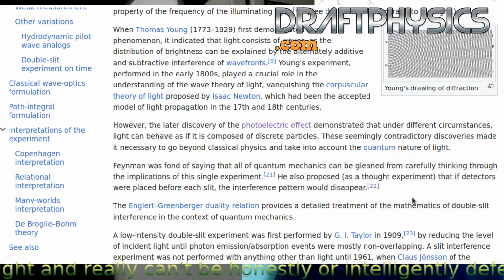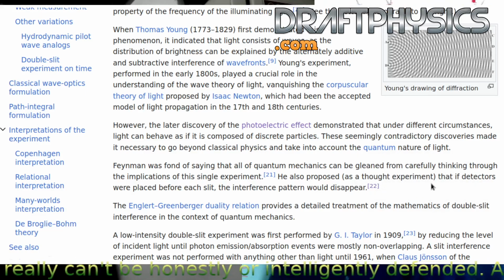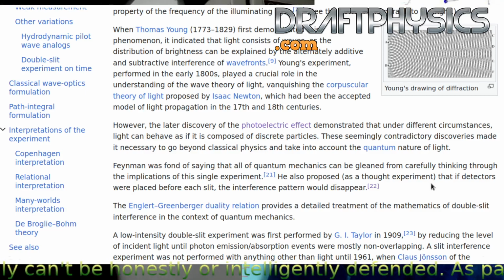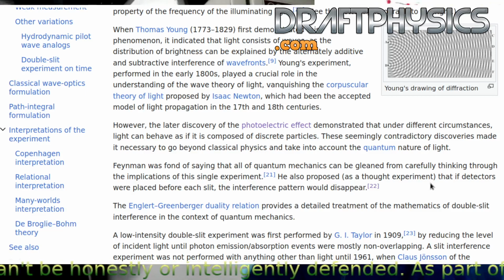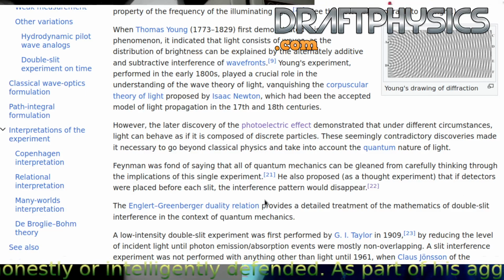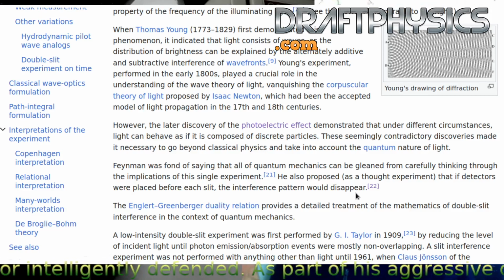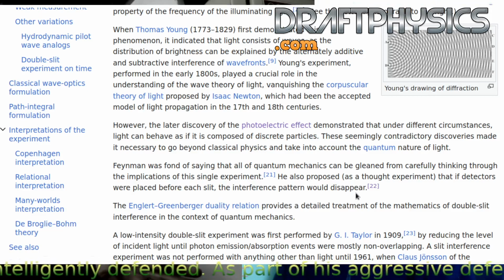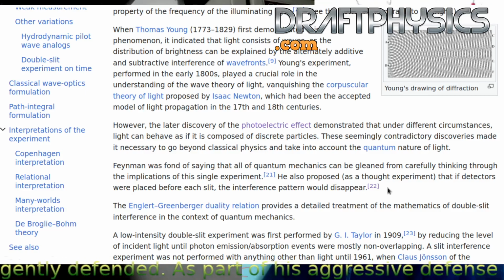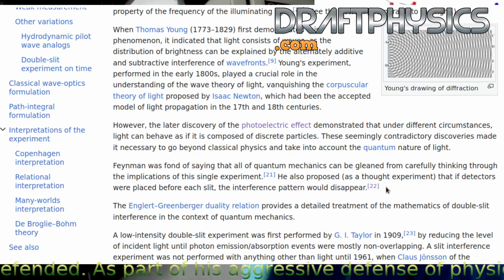All right. He also proposed as a thought experiment, that's what it should say earlier when they talked about the detector bullshit, right? That if detectors were placed before each slit, the interference pattern would disappear. So that it was never done. There are no detectors of photons. None of this can be done. So it's all made out of him telling us what would happen in his imaginary perception of the reality.